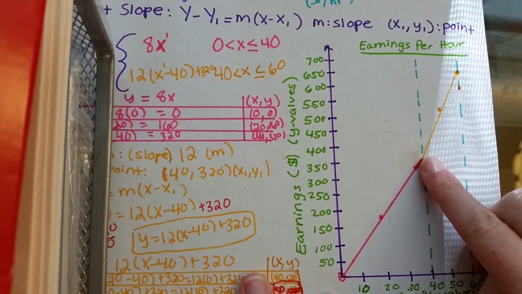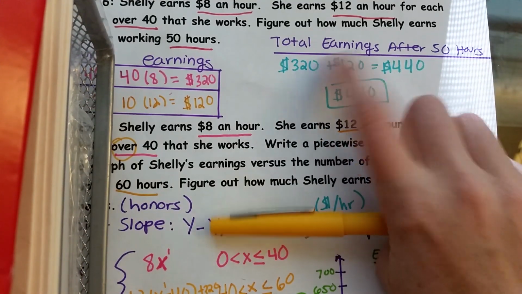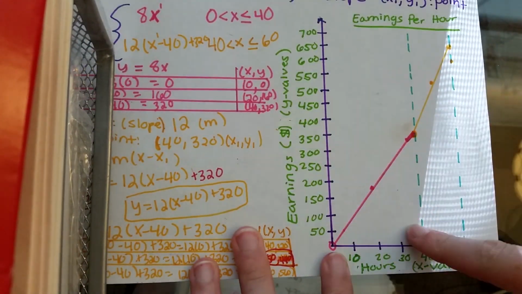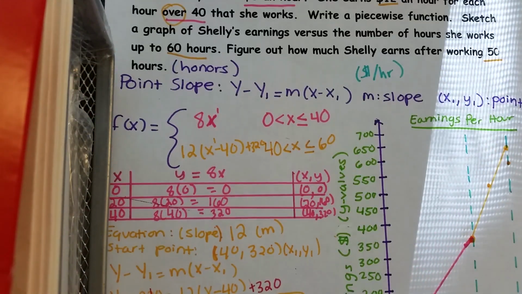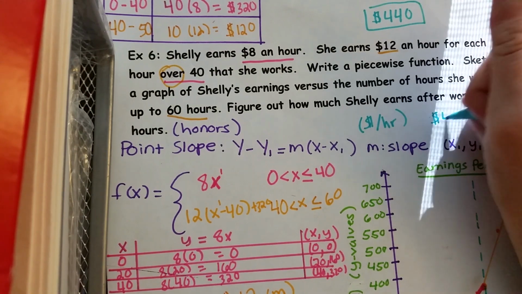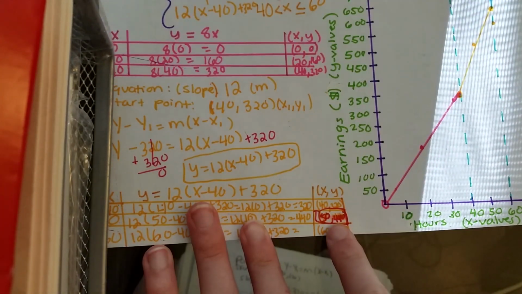So this maps out the total amount that Shelly makes per hour. So again, we're not breaking it up into pieces and then finding her total. This is her complete total. So that's the lovely graph. And again, the answer: after 50 hours of working hard, Shelly has earned $440. And we saw that based off of this point right here.